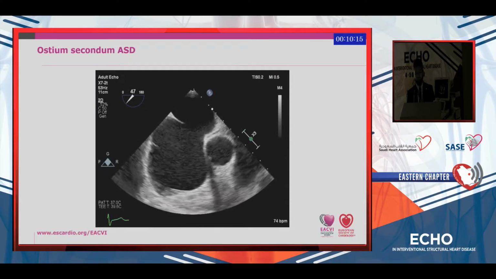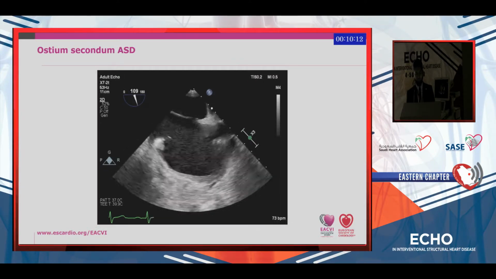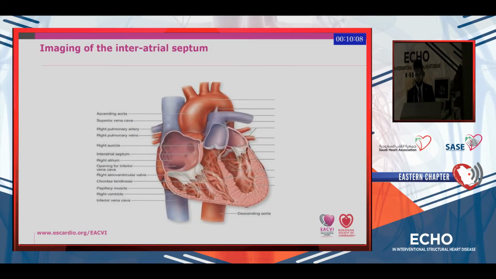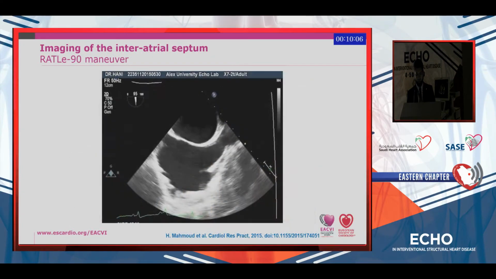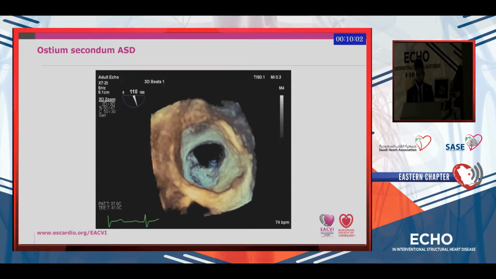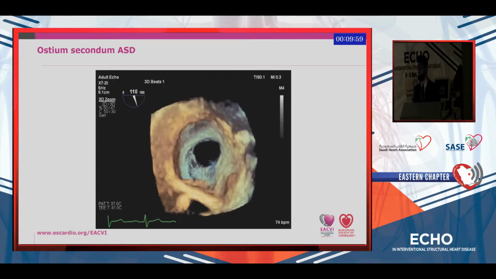the standard views, the 45, and the longitudinal plane of imaging, which is the bicaval view. Okay, we have seen that. I will just go quickly. You have seen the Rattle maneuver to get the anatomical view for the interatrial septum. This is an example now of an ostium secundum ASD.